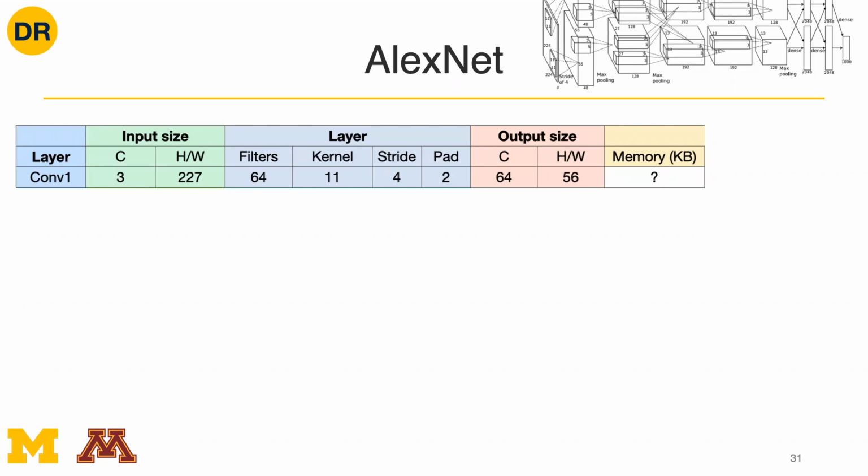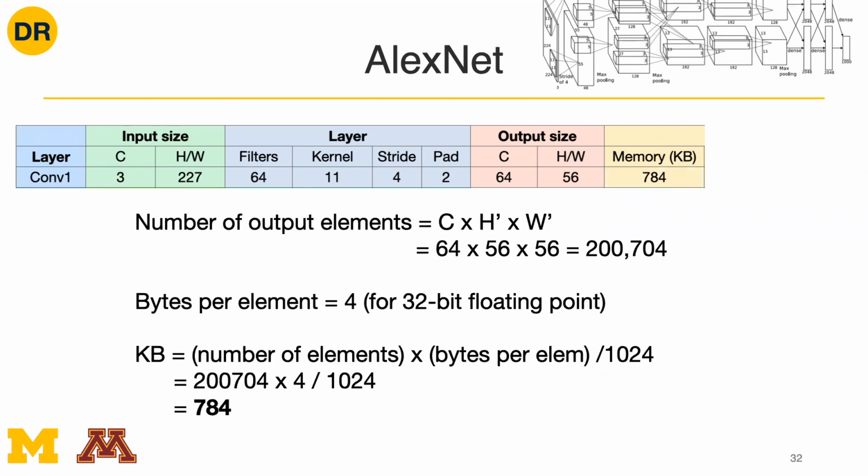So it's actually the activation maps. You want to store the output. So the number of output elements at the end of this operation is what you want to store in the memory, so that it can be used for the next layer.